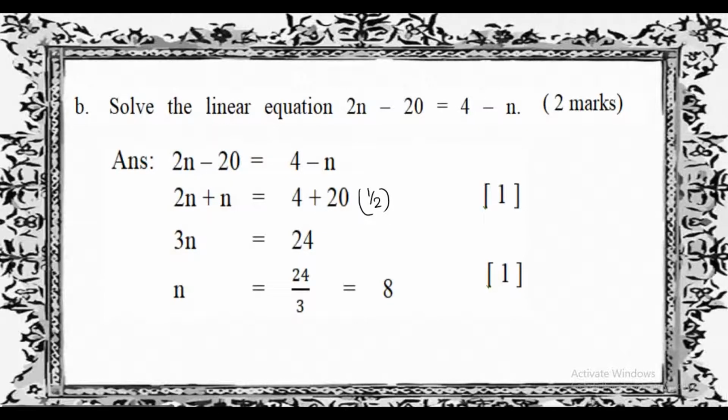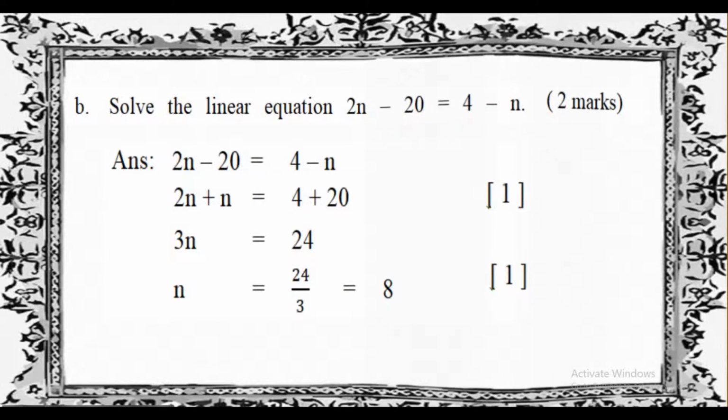In the next step, we add the variables together and the numbers together. 2n plus n is equal to 3n. 4 plus 20 is equal to 24. This step carries half mark. The next step, again the transposition. 3n is equal to 24. From there, we find n. n is equal to 24 divided by 3. This step carries half mark. 24 divided by 3 is 8, and the answer carries half mark. So, in this question, you have 2 marks.